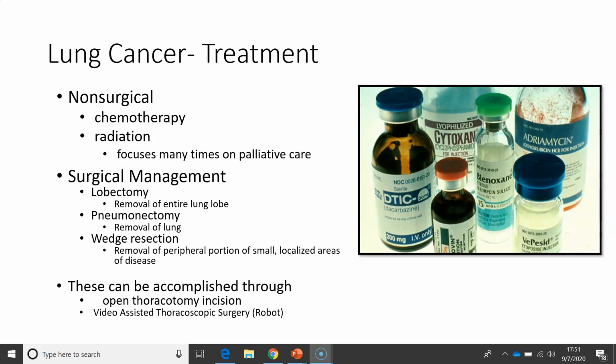The lobectomy and pneumonectomy can both be performed by open thoracotomy. The lobectomy and the wedge resection can also be performed by video-assisted thoracoscopic surgery with the use of a robot. This is less invasive and the healing time is decreased.